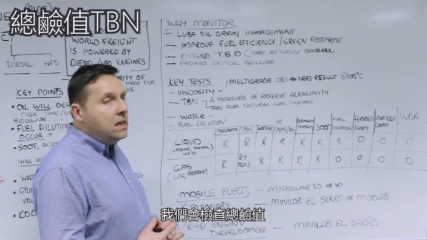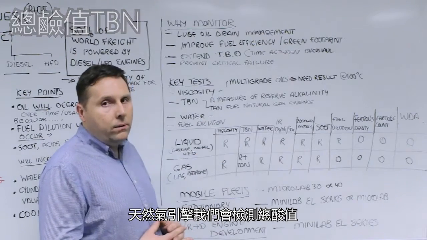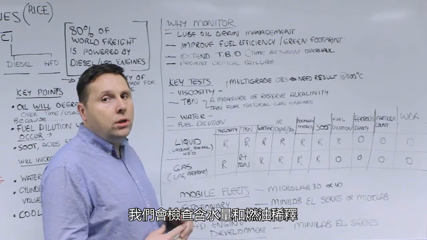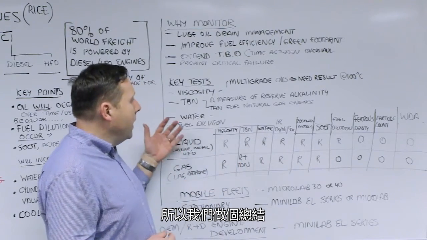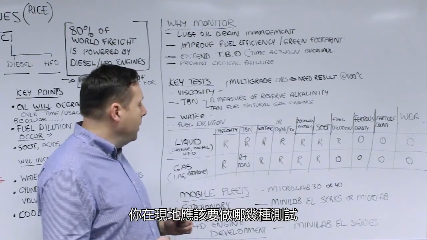We want to look at the TBN. It's a measure of the reserve alkalinity. We want to look at TAN for natural gas engines. We want to look at water. We want to look at fuel dilution. Those are key tests, but we also want to expand upon that. So if we summarize, what are the tests that you should be doing on site for various systems?